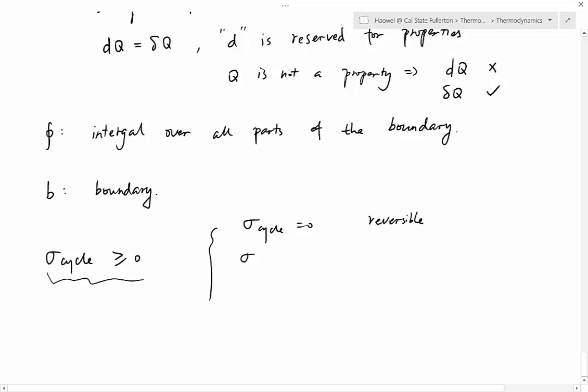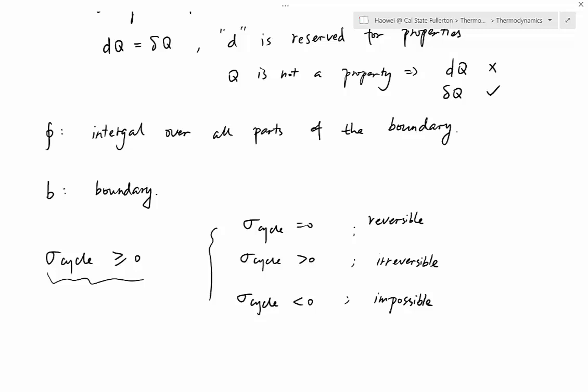And if your sigma cycle is greater than 0, that means getting older. Getting older is irreversible, which is everything in this world. Everything in this world is irreversible. And what if your design gives you a sigma cycle which is less than 0? For example, getting younger. What does that mean? That means your design is wrong. It's impossible. So this is how we express second law of thermodynamics in terms of mathematical equations.